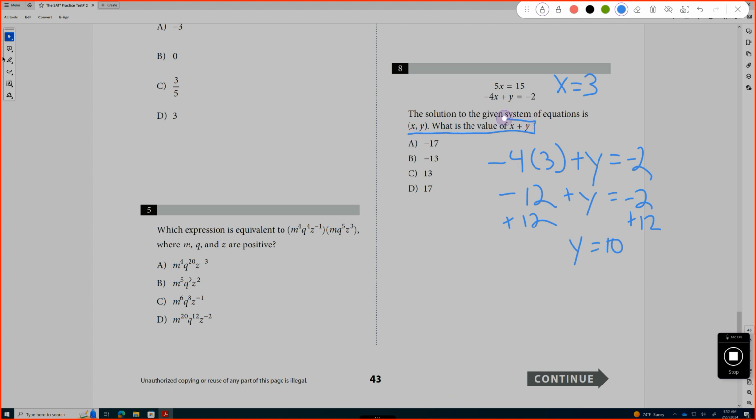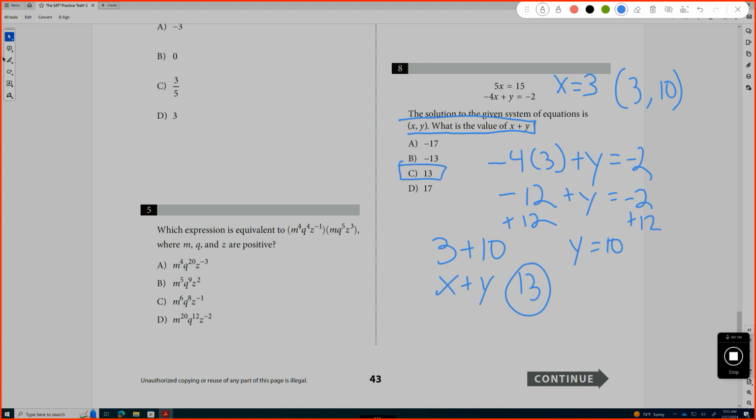Now, careful with the question, it says, what is the value of x plus y? So now that we found x and y to be 3 and 10, just to make sure you're reading the question, what is the value of x plus y? That would be 3 plus 10, so that is equal to 13, which is choice C for you guys.